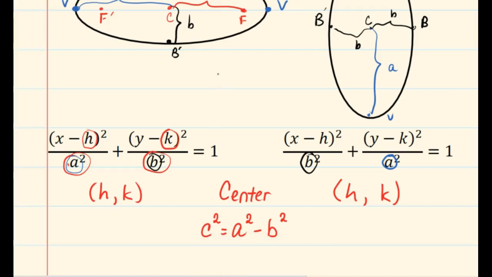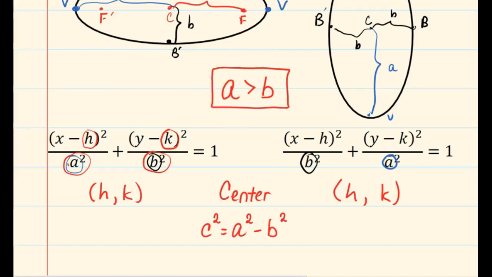One big thing about ellipses that we need to note is that a is always greater than b. So go ahead and put that up here. This has to be true for an ellipse to happen.